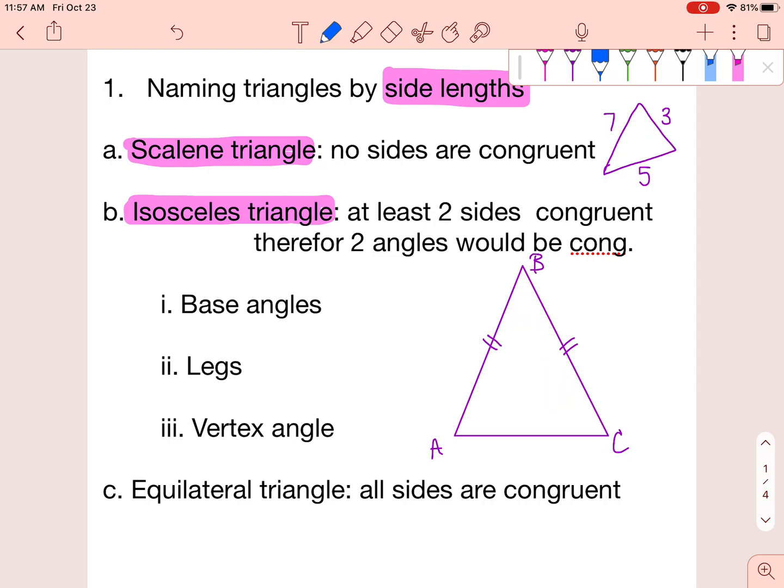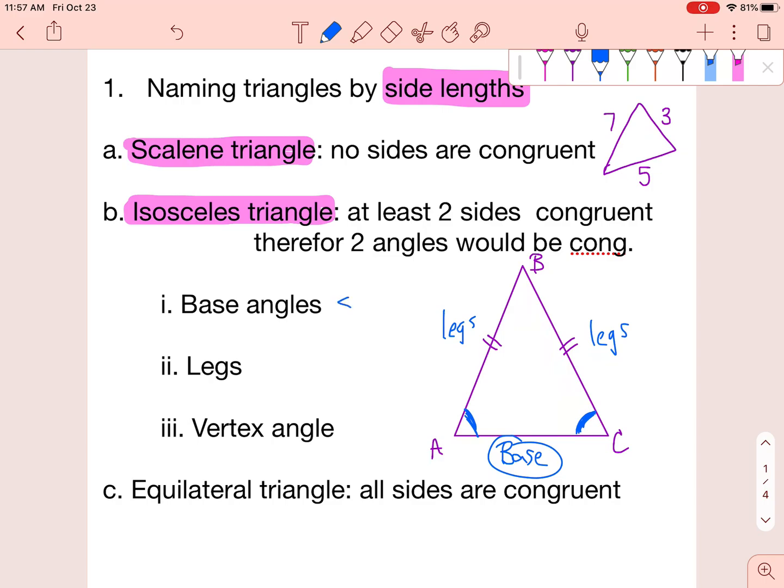If you know those 2 sides are congruent to each other, the base angles would also be congruent to each other. The base angles are the angles touching the base. The base is the only side that is not congruent to the other 2, and the other 2 sides we refer to as the legs. So we call these the legs. The base angles would be angle A, because it's touching the base, and angle C. Because those 2 legs are congruent, the base angles would also be congruent to each other.